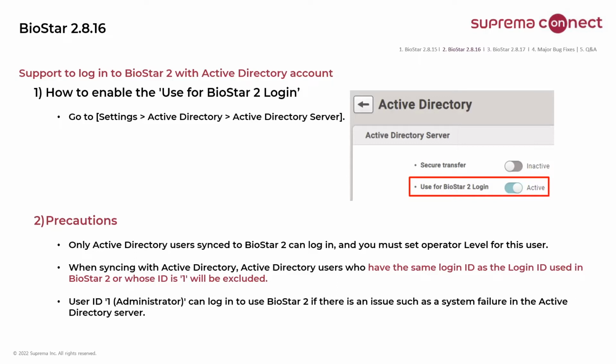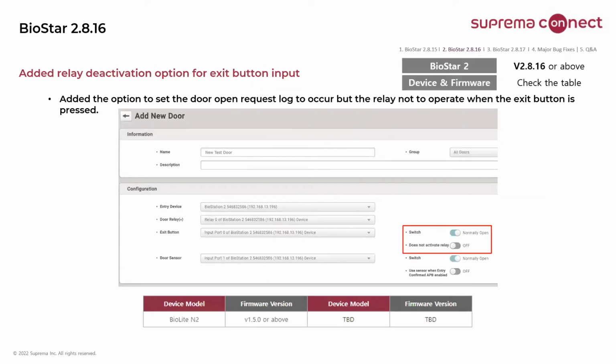The user ID 1 administrator can log in to use BioStar 2 if there is an issue such as a system failure in the Active Directory server. The new functions to be checked from now on are only available when you match the device model, firmware, and BioStar 2 version. Devices and firmware that support each function will be updated sequentially, and Suprema will announce it through the technical support website so customers can follow up more quickly.